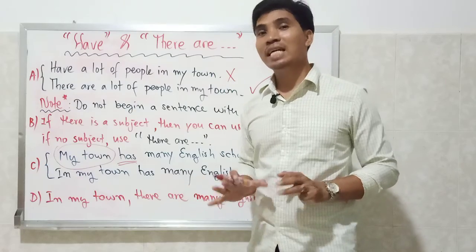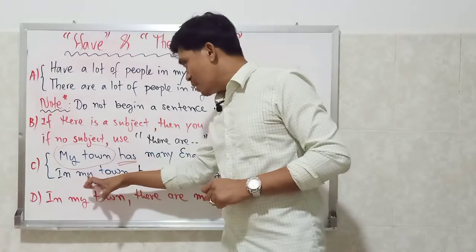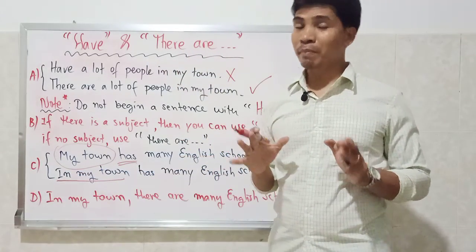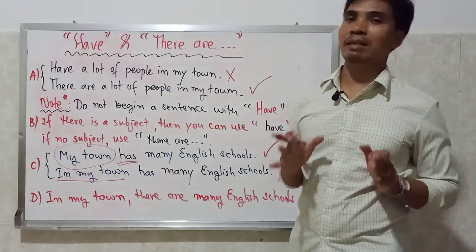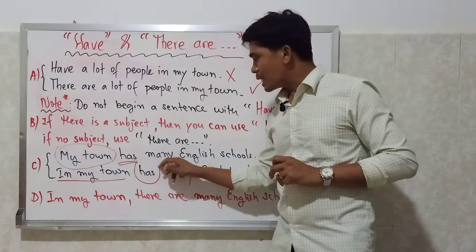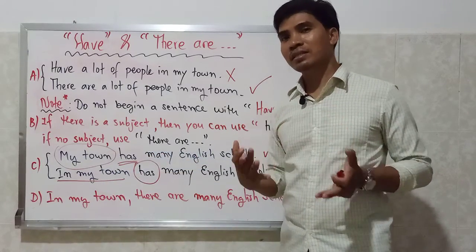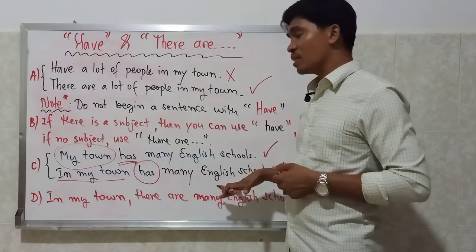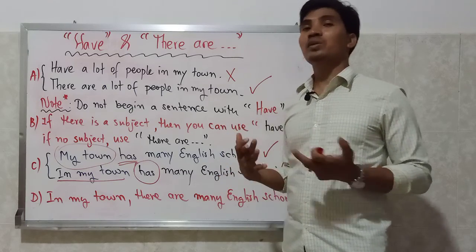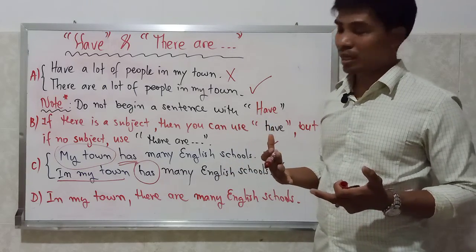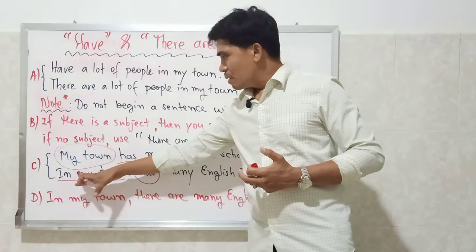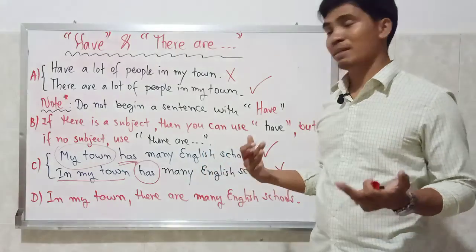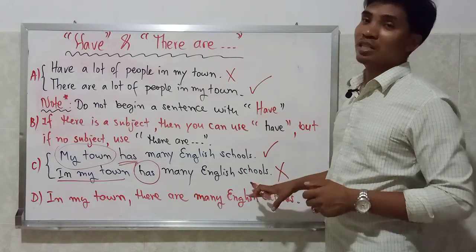This one is wrong English also, because in this sentence there is no subject. "In my town" is a prepositional phrase. It is not a subject. So the main verb "has" does not belong to anything else. A prepositional phrase is just a phrase, it is not a subject. So this sentence is wrong.